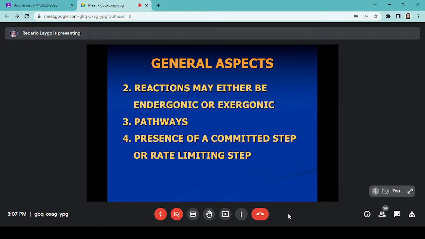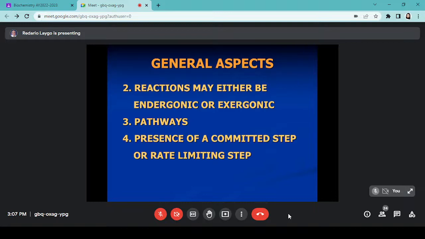Now, reactions may be either endergonic or exergonic. So, reactions may be needing energy. These are reactions that do not occur spontaneously. And other reactions are releasing energy. So, if one utilizes or needs energy and another reaction is the one that liberates energy, we can put them together so that the reaction would proceed. The endergonic reaction would proceed to completion. Now, a good example of that will be the first step in glycolysis.